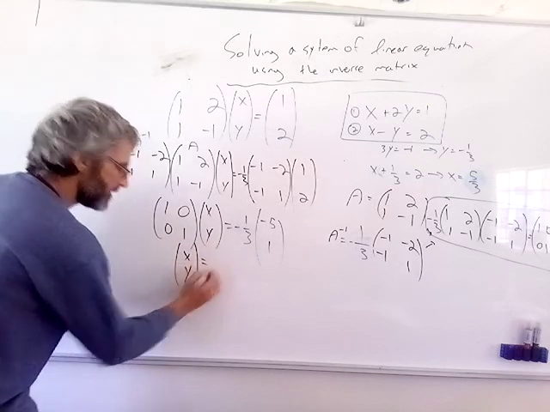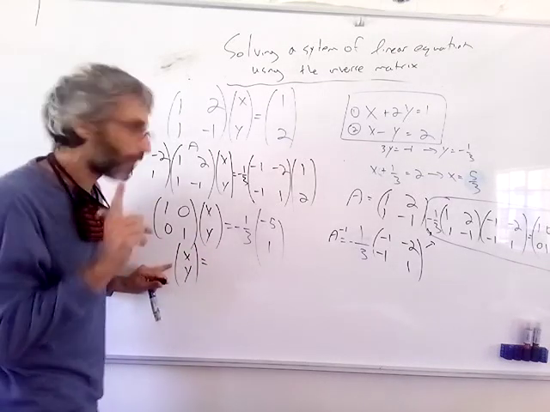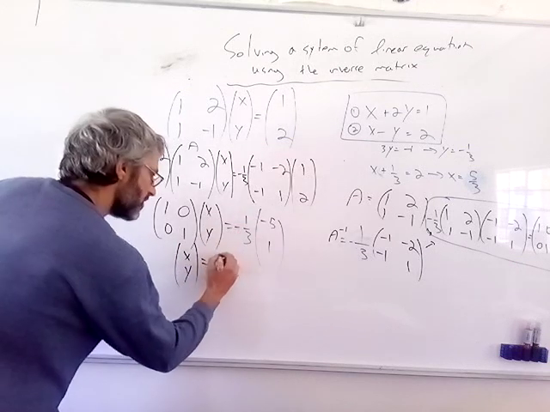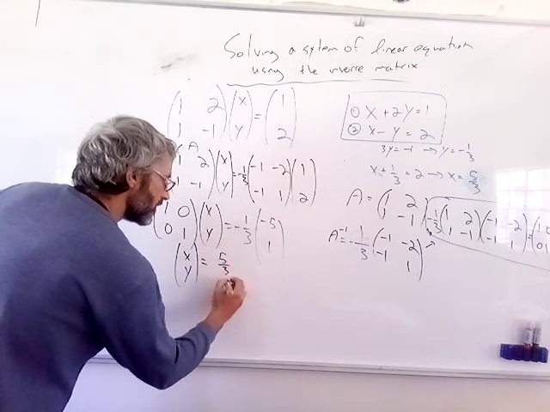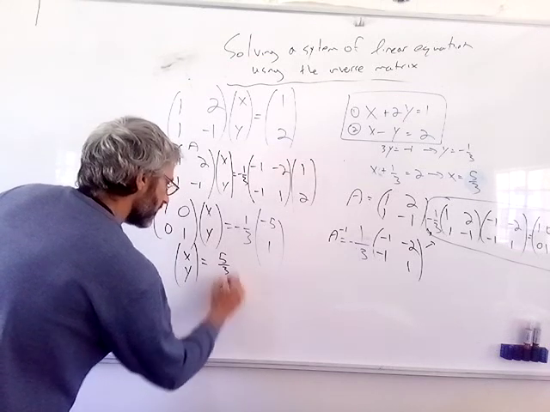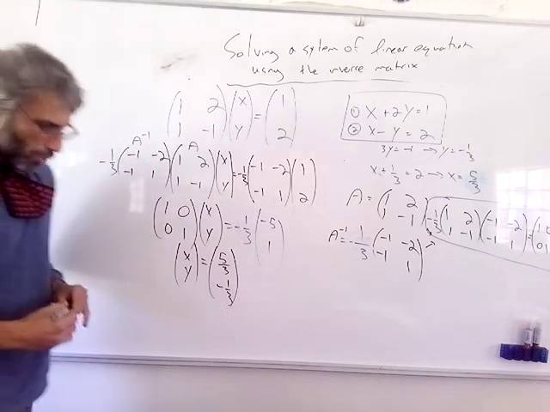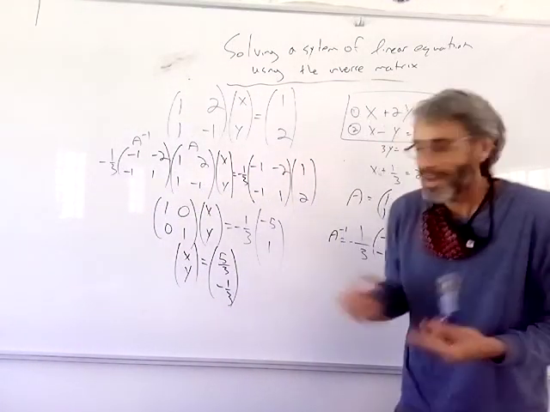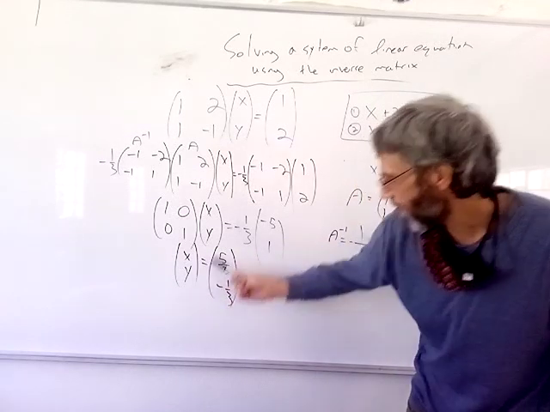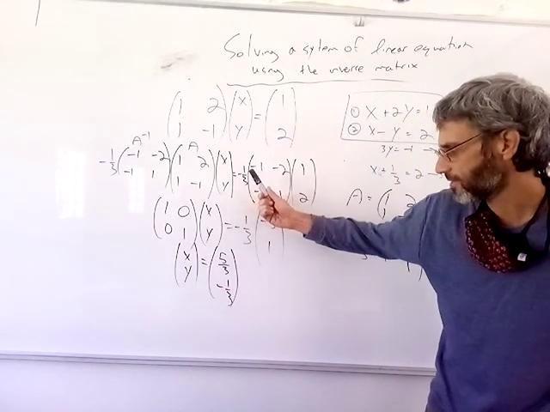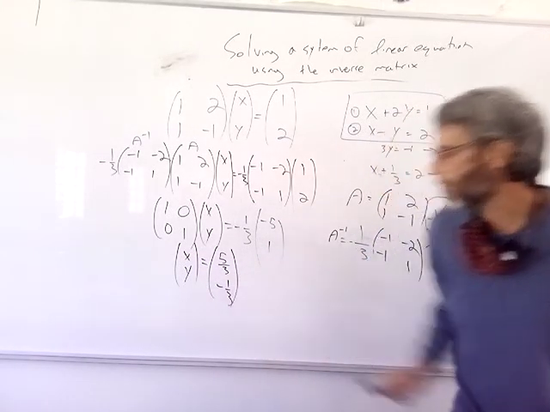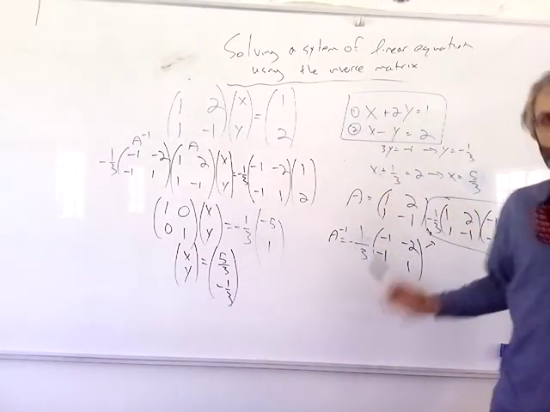So what I've got here is this vector of the variables, we called it, is equal to, now I'm going to absorb that minus third over there, is equal to 5 over 3 and minus 1 over 3. Okay? All right. And now I solve the problem. If this vector xy is equal to 5 thirds, minus a third, that means x equals 5 over 3, y equals minus a third. And I solved it.